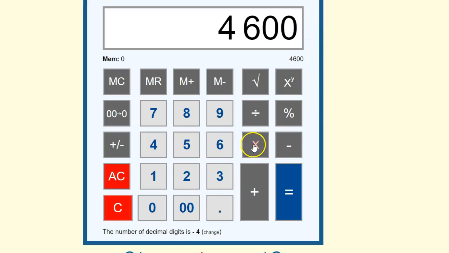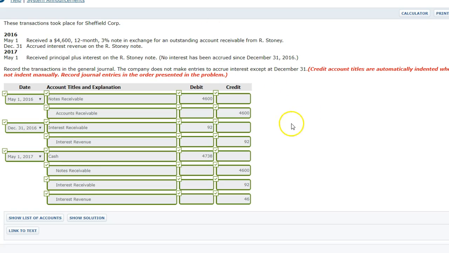4,600, the note, times 0.03 times 8 months divided by 12, which equals 92. So the interest that gets accrued, there we are. The interest receivable would be debited for $92 and the interest revenue would be credited for $92.